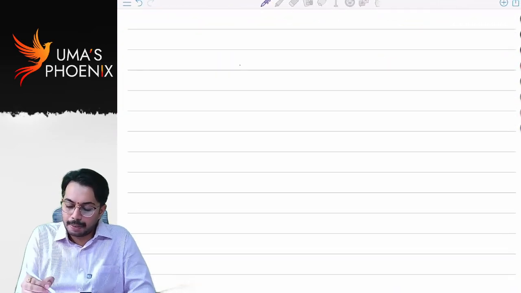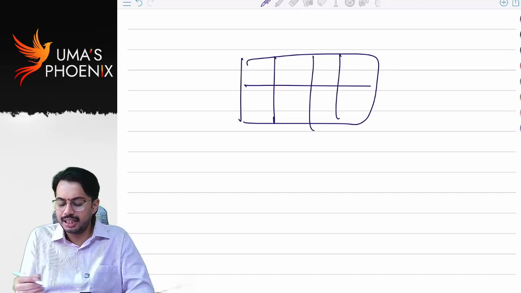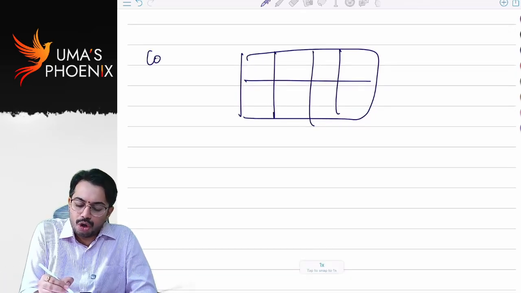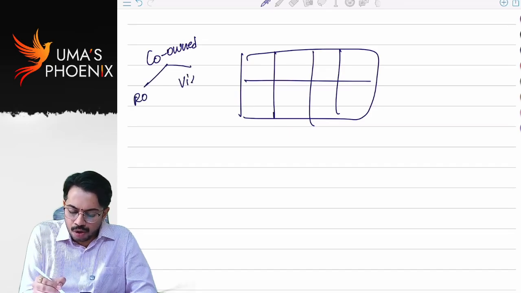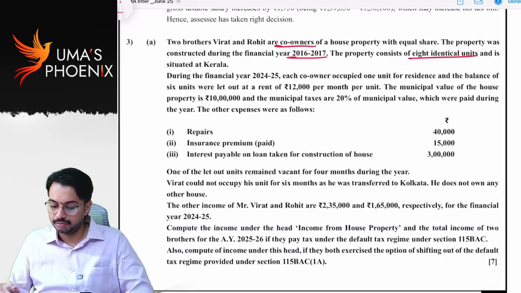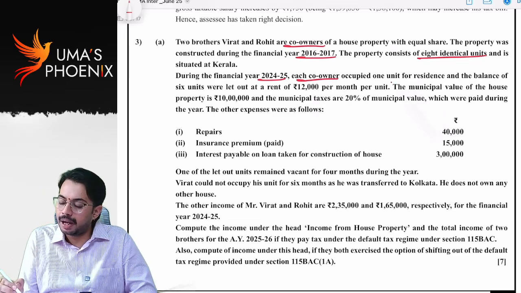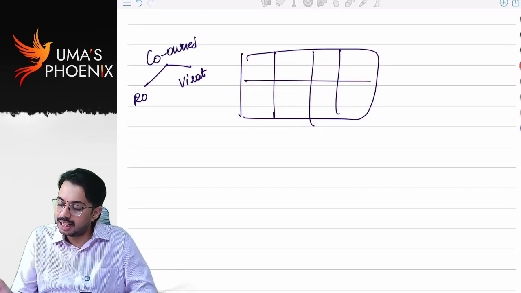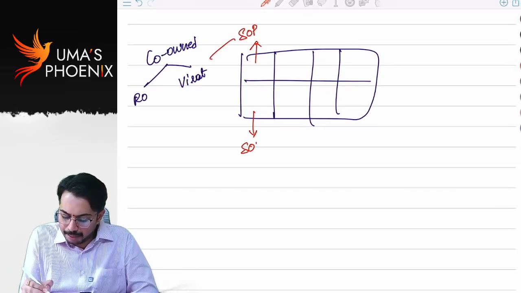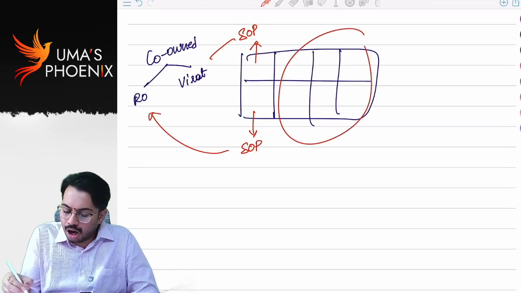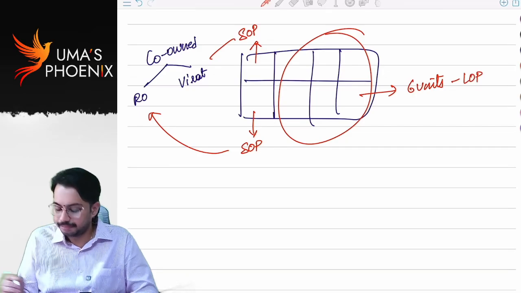So there is a house property. That house property consists of 8 units, 2, 4, 6, 8, and this is co-owned by Rohit and Virat. During 24-25, each co-owner occupied 1 unit as residence. Let's say this is self-occupied by Virat. This is self-occupied by Rohit. Remaining all six units are let out property.